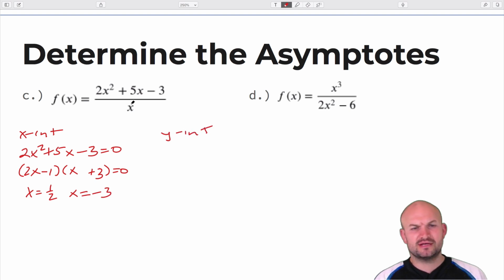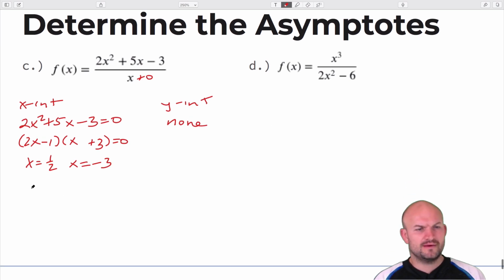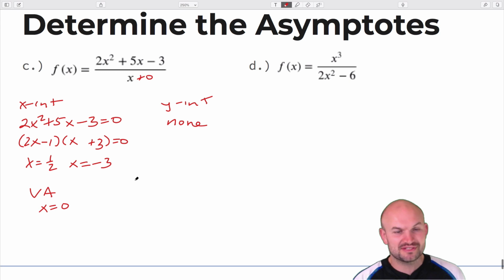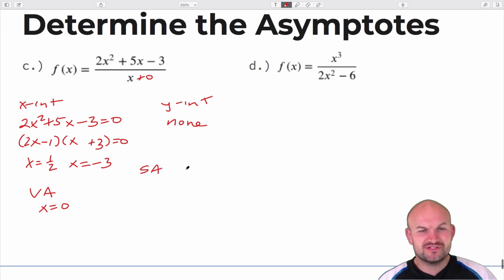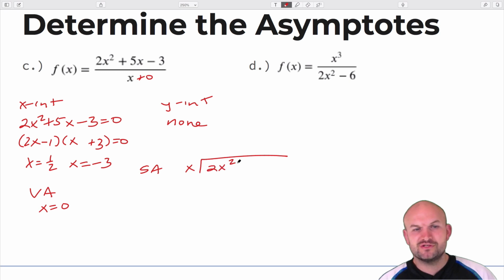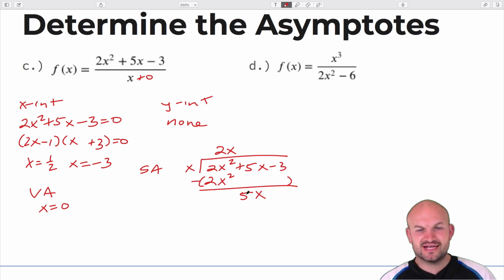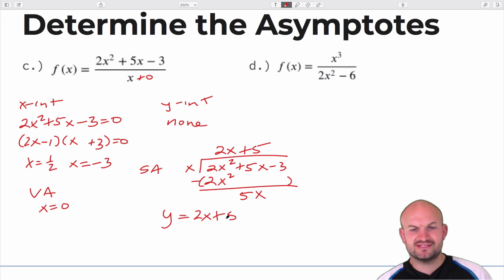For the y-intercept, again, constant is 0. So therefore, there is no y-intercept. For my vertical asymptote, that is just setting the denominator equal to 0. It's as basic as you can get. X is equal to 0. And then for the slant asymptote, we're just going to divide x into 2x squared plus 5x minus 3. So x divides into 2x squared, 2x times, right? That gives you a 2x squared. Subtract. And then you're just left with 5x. X divides into 5x plus 5 times. So therefore, y is equal to 2x plus 5.